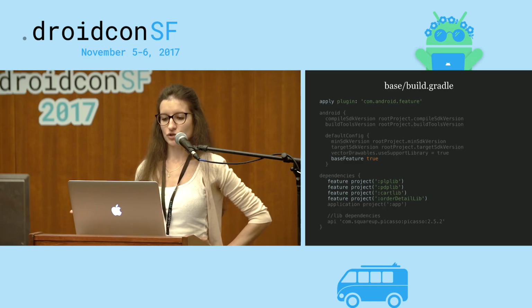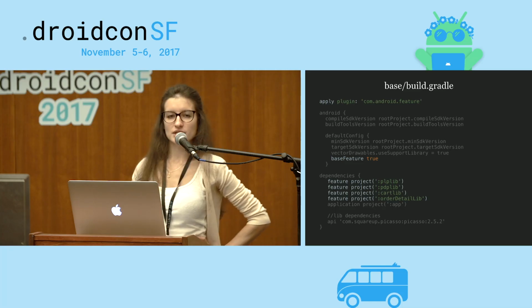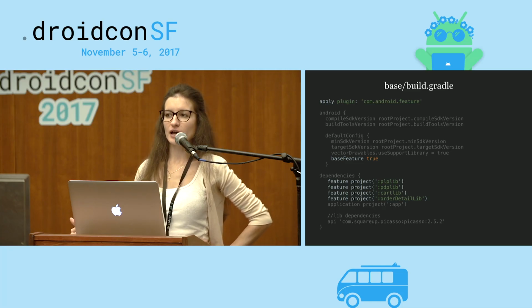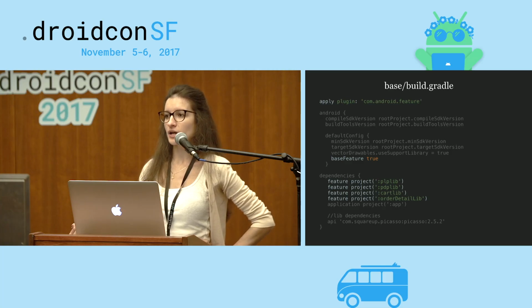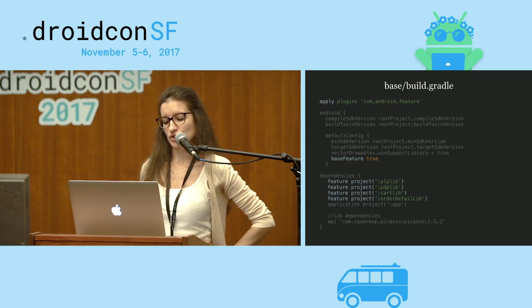It's com.android.feature. In the default config of the Android closure, we have to set the base feature attribute to true. And again, we've done the same thing in our single feature Instant App, right? So the base module is the core of the application. This is where other modules need to refer to in order to pull the information in. So you have to set this attribute to true.